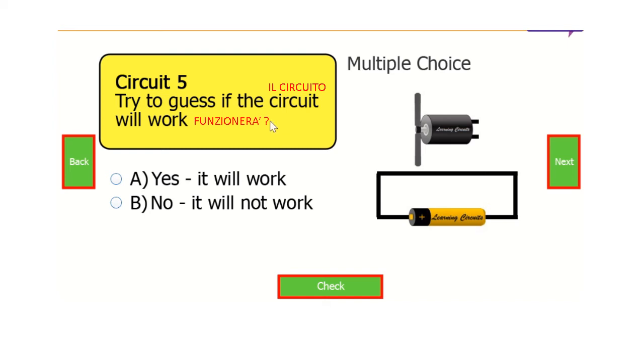Circuit number 5. Try to guess if the circuit will work. Yes, it will work. No, it will not work. We have the battery, we have the wire, and we have the component. So we have the three things used to make a circuit. But if you notice, the component is not connected to the wire, which is connected to the battery. So this will not work.